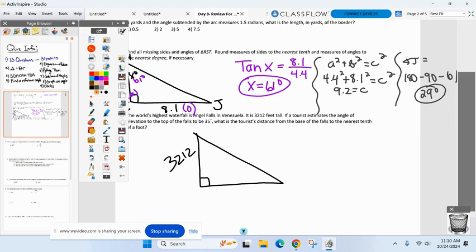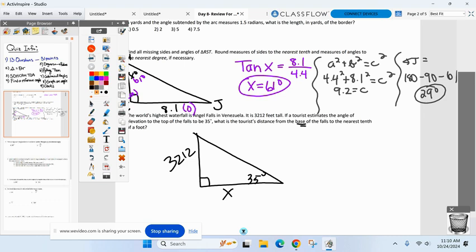Angle of elevation, where does that go? Elevate. You elevate your eyes up. Bottom right, good, 35 degrees. What's the distance from the base? The base of the falls, so that's where we're going. Good.